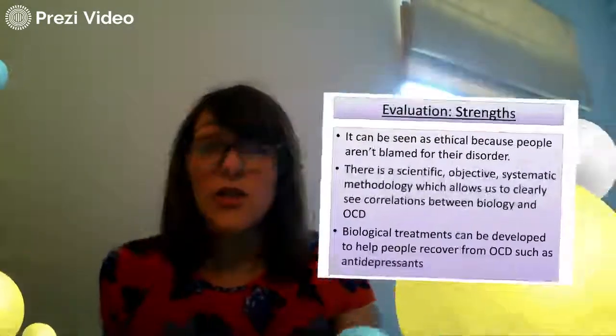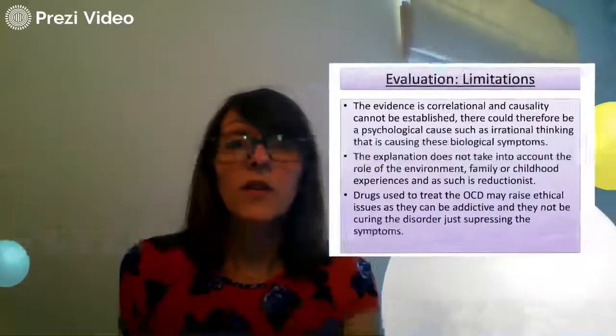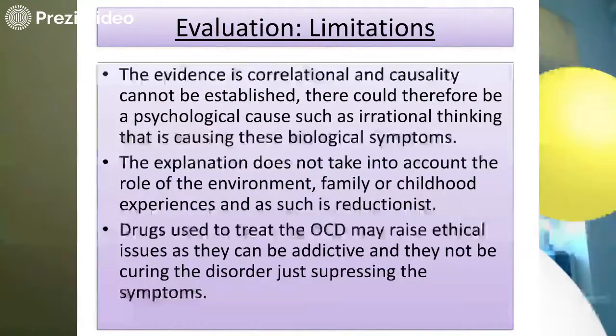Then we've got some limitations. Because the evidence is correlational, we can't establish cause and effect. It could be that there's something else causing OCD, like irrational thinking or social learning, but we're not focusing on that because we've found this correlation, okay? But we can't say that because there's a link between OCD and serotonin, that's what causes it. This is why we shouldn't use the word prove in psychology, because we can just say that there's a link, we can't say that that is the definite cause.